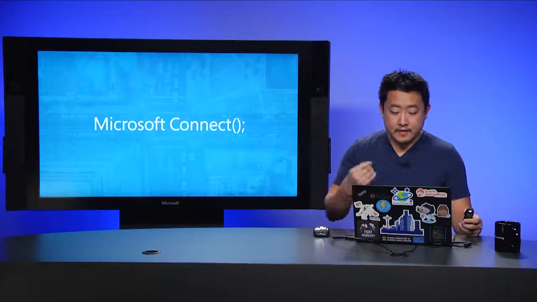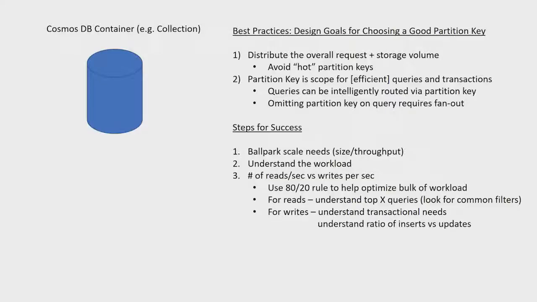Basically, this is now going to give you a set of steps on how you want to think about your problem. The very first thing you want to do is ballpark the scale needs in terms of size and throughput. All you need to do is get a rough order of magnitude estimate. It doesn't matter if it's 1,000,001 versus 1,000,002, but it does matter if you're talking about 100 requests per second versus a million requests per second.